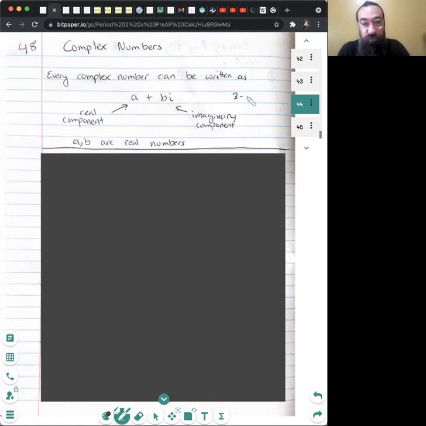You could write 3 minus 4i, that would be an example. 3 would be the real component. Negative 4i would be the imaginary component. And these numbers just have to be real numbers. In other words, any number you can think of is fine. Let's pause it, get this done, and we'll move to that next section.